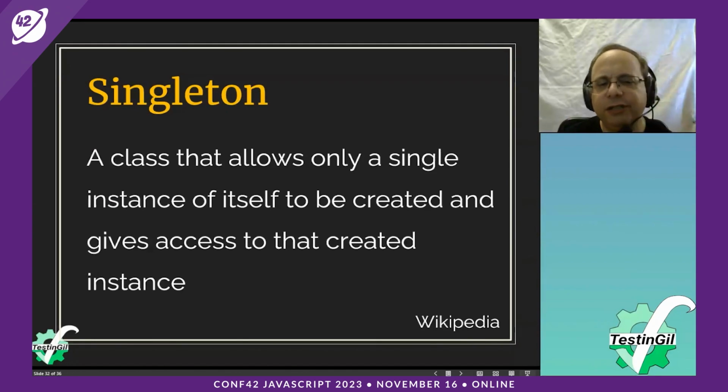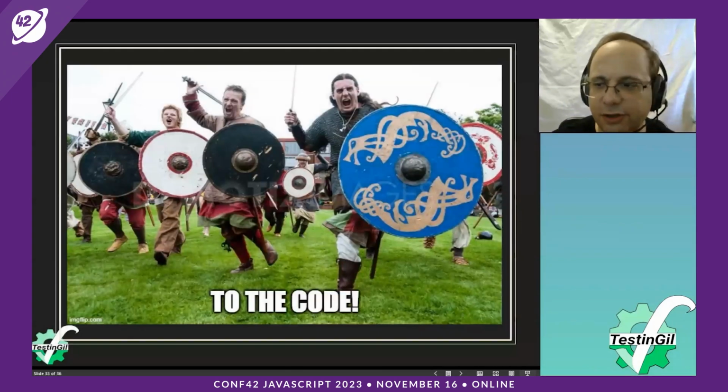A singleton, if I'm already mentioning it, is a class that allows a single instance of itself to be created, and gives access to the created instance. Usually we have a singleton in order to reuse resources, save resources, not pop things up all the time, and concentrate them in one place. We'll see a couple of examples, because a factory doesn't have to come with a singleton. So let's go back to the code.